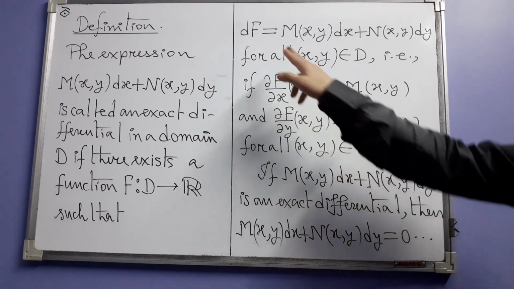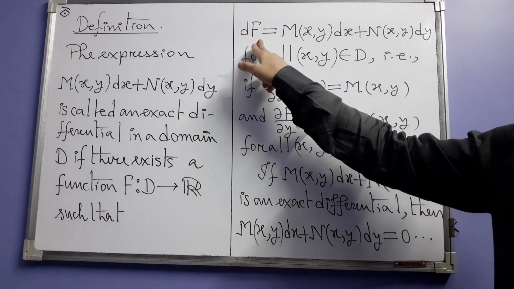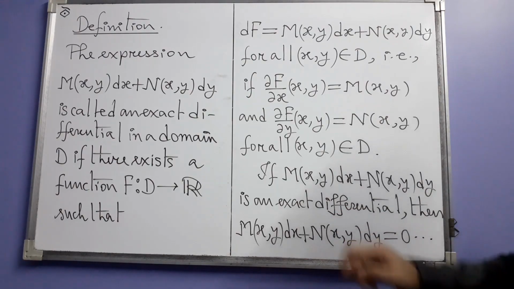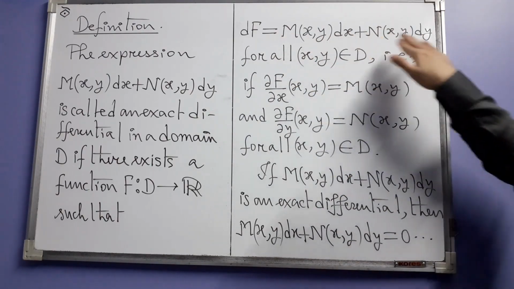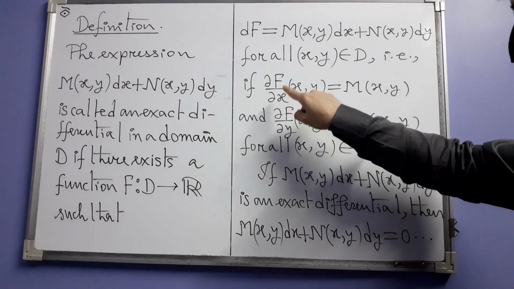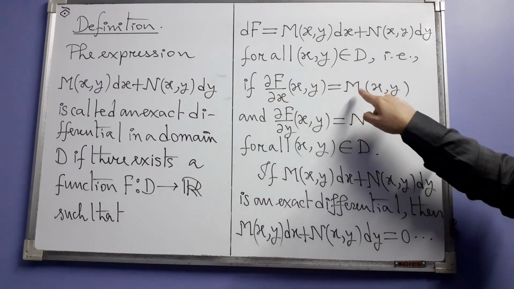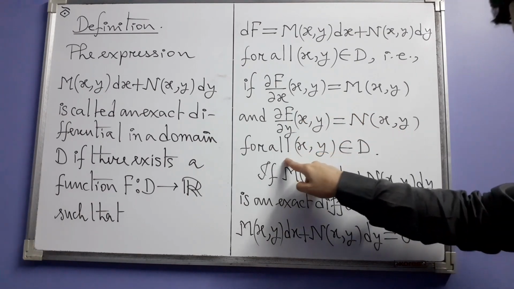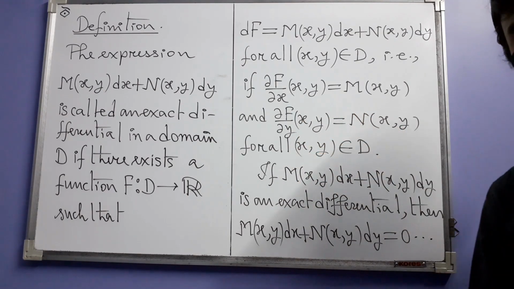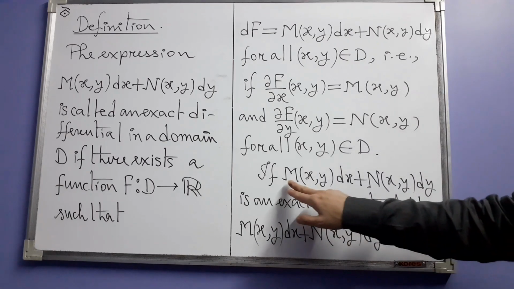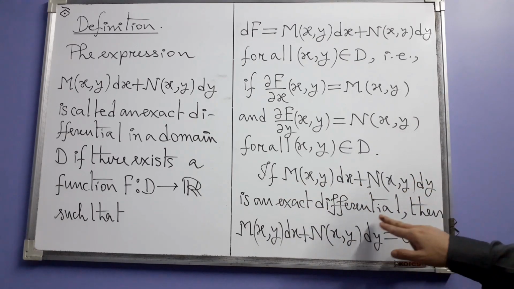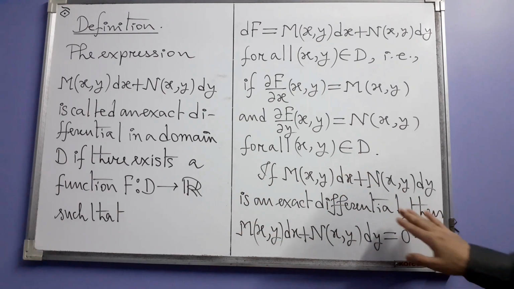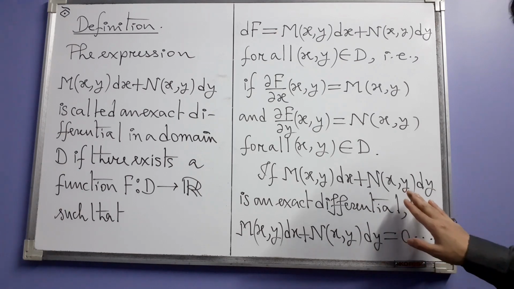In other words, going back to what this df actually is, it is ∂f/∂x dx plus ∂f/∂y dy. Having this condition means having the partial derivative with respect to x equal to M and the one with respect to y equal to N for all (x, y) belonging to D. And now, if this expression is an exact differential in some domain, that part is not being talked about again. Okay, so that is there in the background.